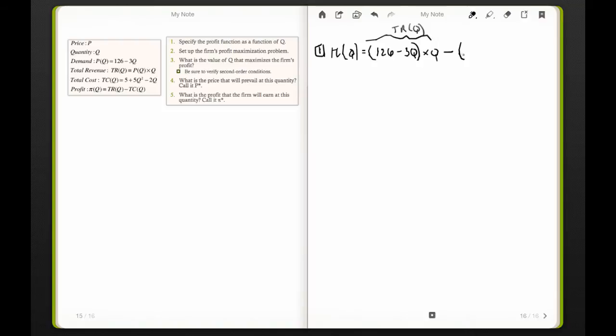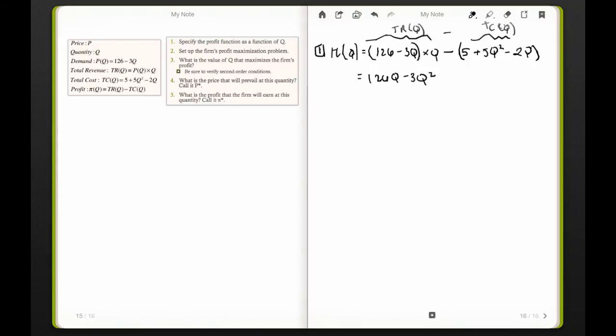My suggestion is to put total cost, the entire thing, in parentheses. This way you remember to carry this negative sign over. But here's my total cost. It's 5 plus 5Q squared minus 2Q. So this is my minus total cost.